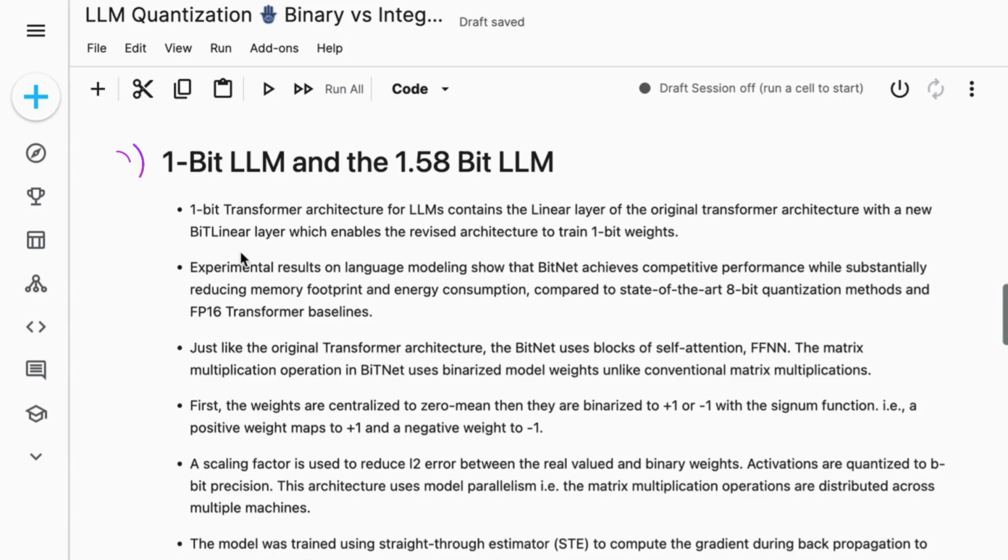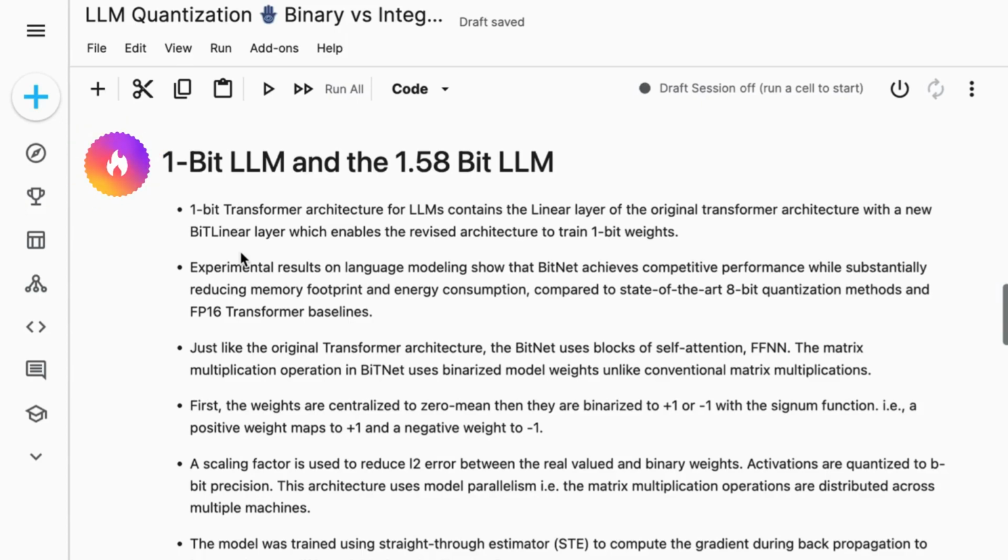Just like the original transformer architecture, this BitNet layer also has self-attention and a feed-forward neural network. And the matrix multiplication operations in BitNet use the binarized model weights. It doesn't use complex matrix multiplications.